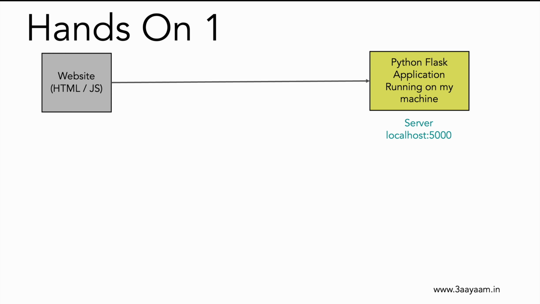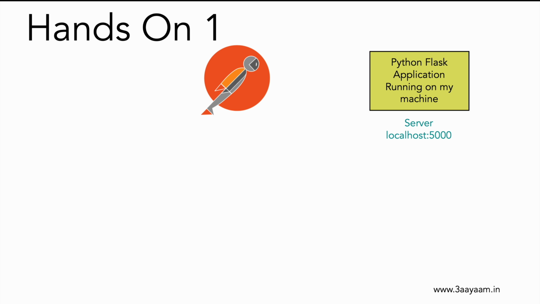So what I am going to do is use a separate tool for this, because I want to show you the API part of it, not the website part. I'll be using a tool called Postman. This Postman would be used to send API requests to the Python Flask application that is running on my machine. And the Postman application would also run on my machine, and it would work as a client.